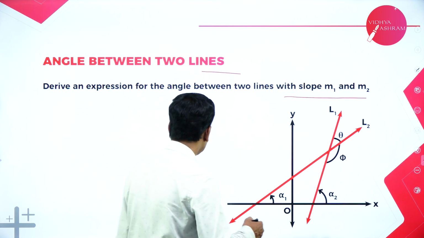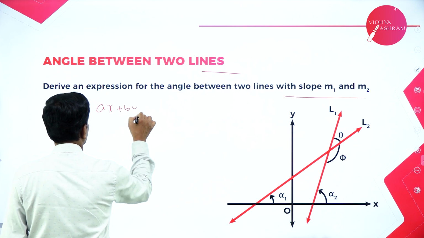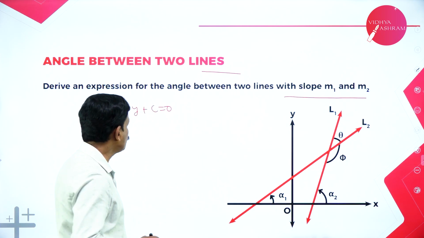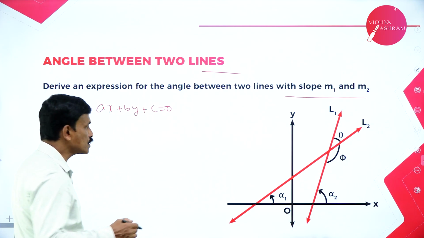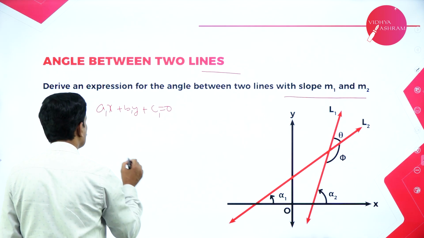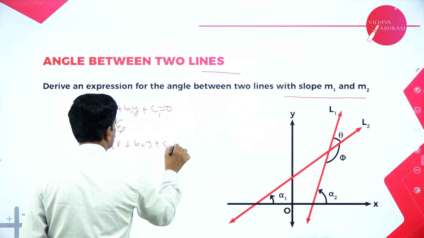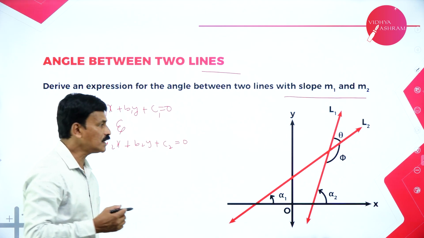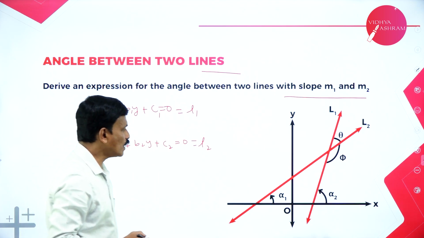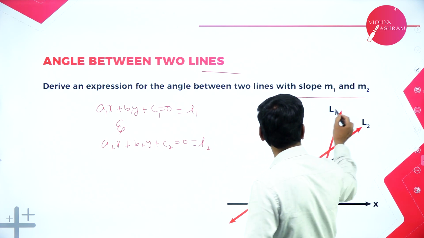Suppose if you know the equation of a line, the standard equation of a line is of the form ax plus by plus c is equal to 0. Let us consider ax plus by plus c is equal to 0, or we can also call it a1x plus b1y plus c1 is equal to 0, and another equation a2x plus b2y plus c2 is equal to 0. Let us represent these as L1 and L2.